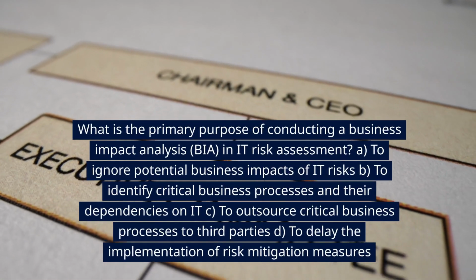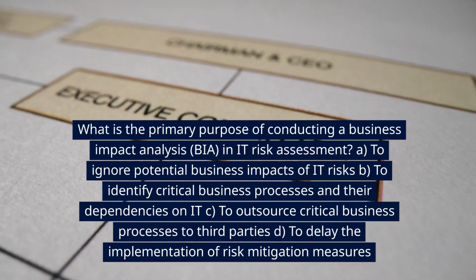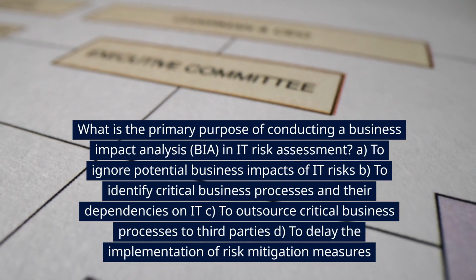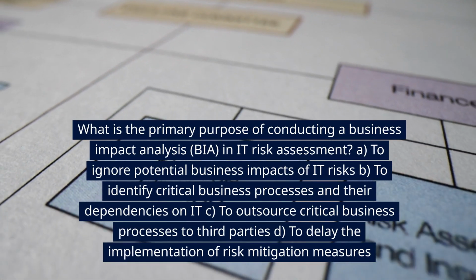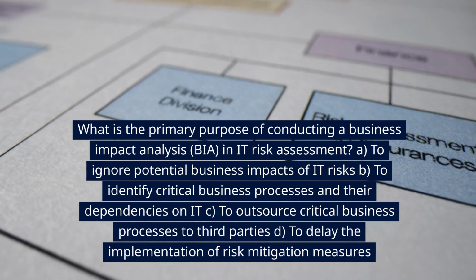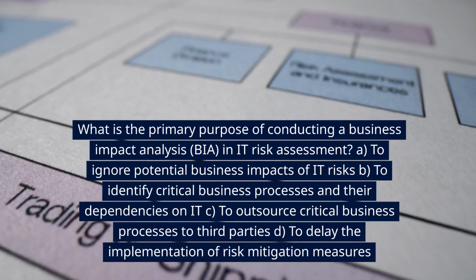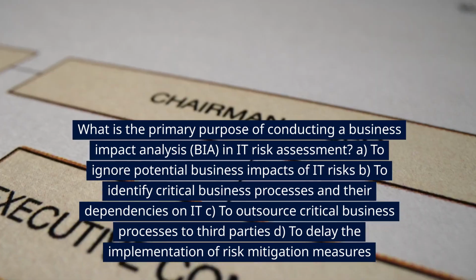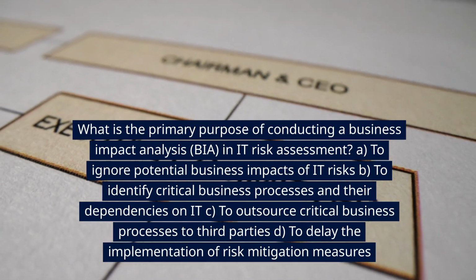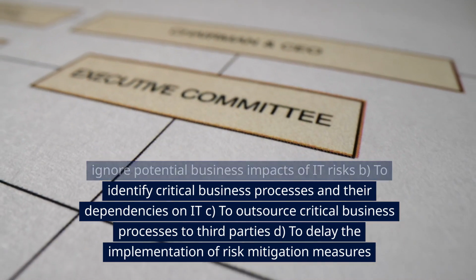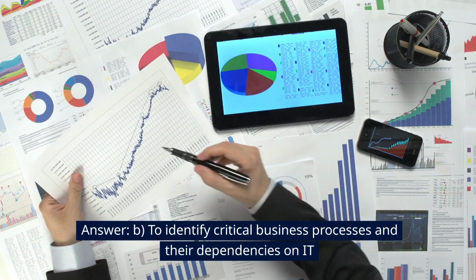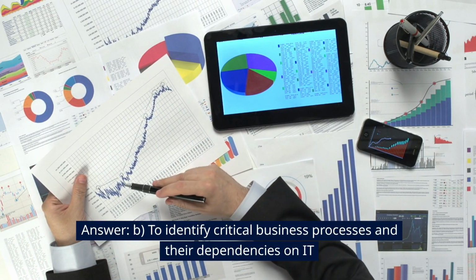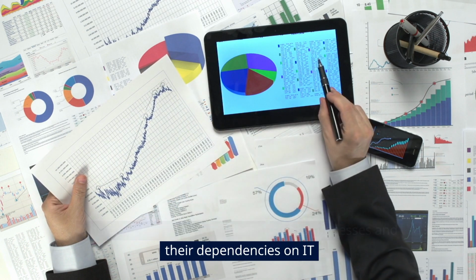What is the primary purpose of conducting a business impact analysis, BIA, in IT risk assessment? A. To ignore potential business impacts of IT risks. B. To identify critical business processes and their dependencies on IT. C. To outsource critical business processes to third parties. D. To delay the implementation of risk mitigation measures. Answer: B. To identify critical business processes and their dependencies on IT.